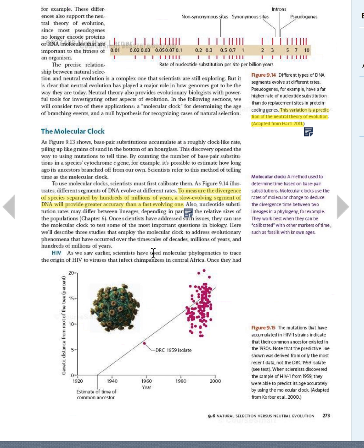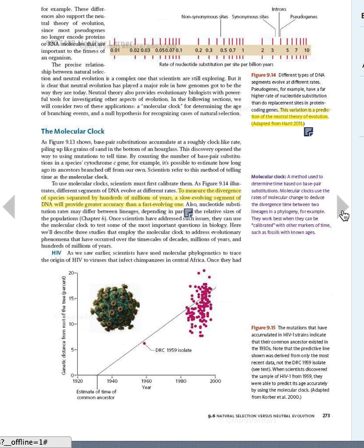Under molecular clock, they have this sentence here: to measure the divergence of species separated by hundreds of millions of years, a slow evolving segment of DNA will provide greater accuracy than a fast evolving one. Why? Why would you want to use something that evolves slowly when you're looking for deep divergences? If you were to use a fast evolving one, what kinds of problems might you encounter? This is something you should have picked up in the earlier reading.